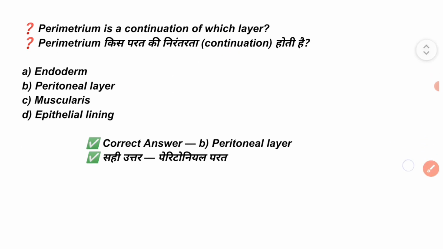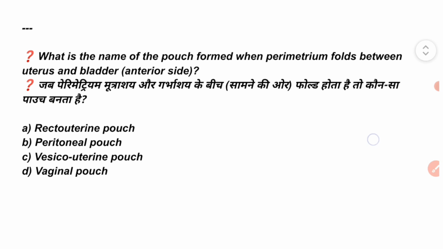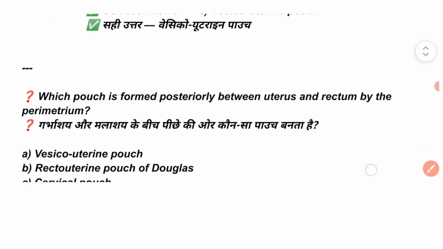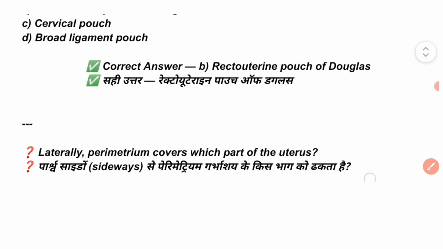Peritoneal layer. Next question. What is the name of the fold formed when perimetrium falls between uterus and bladder on the anterior side? The right answer is option C. Vesicouterine fold. Next question. Which fold is formed posteriorly between uterus and rectum by the perimetrium? The right answer is option B. Rectouterine fold of Douglas. Next question.